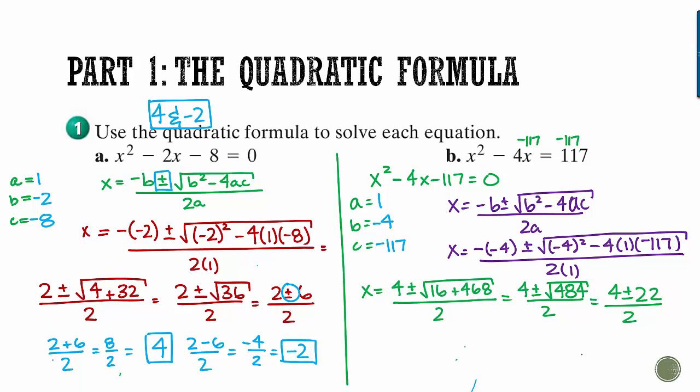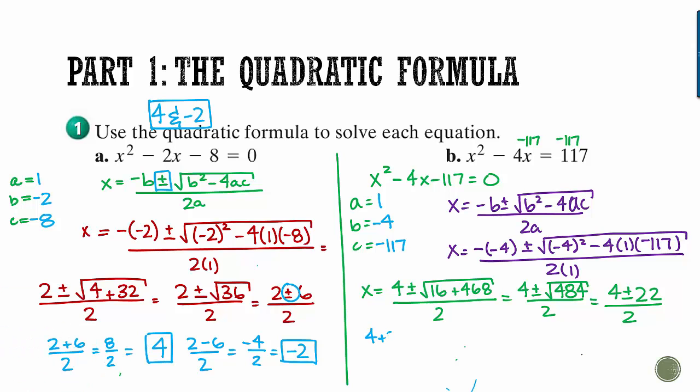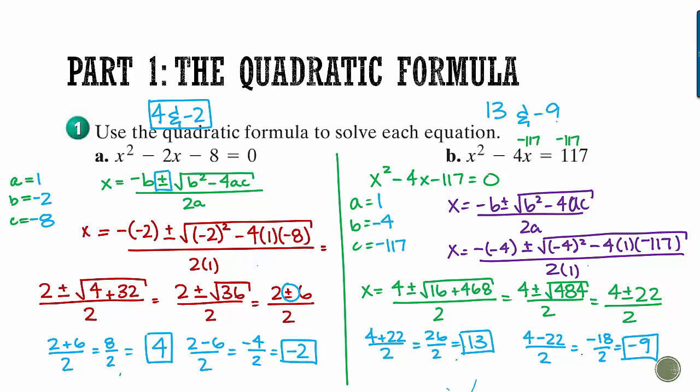And then remember, this means we technically have two different problems here. We have one where we have to add 4 and 22 and then cut them in half, and then one where we have to subtract 4 and 22 and cut them in half. So this first one, we end up with 13, and the second one, we end up with negative 9. So my two answers for this are positive 13 and negative 9.